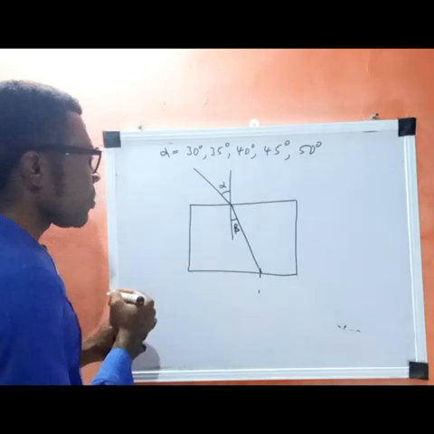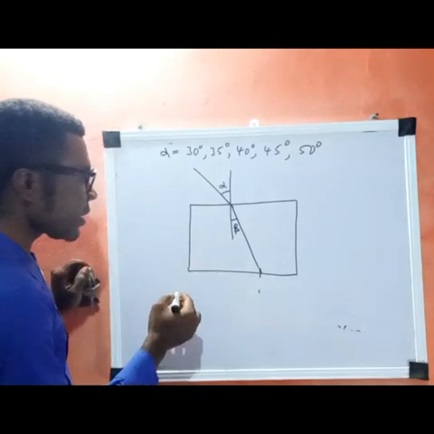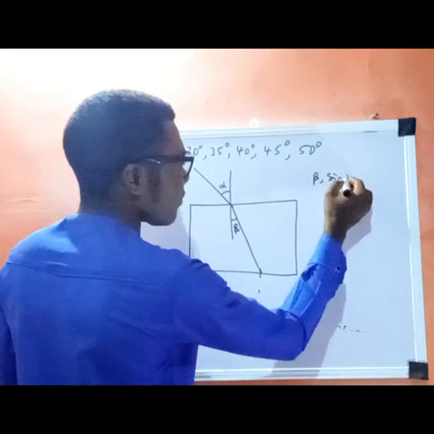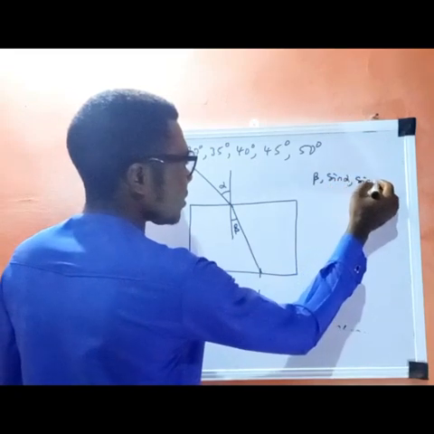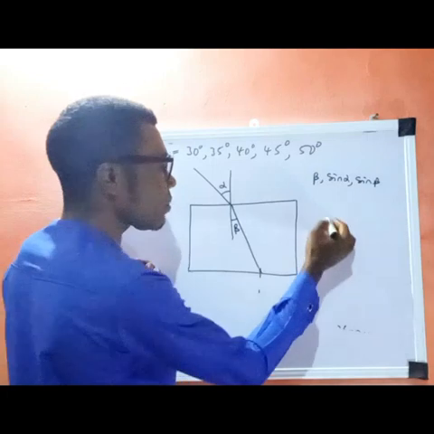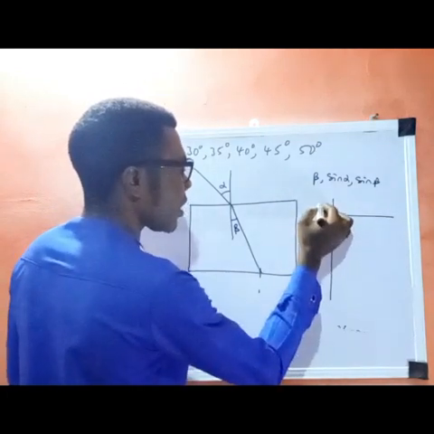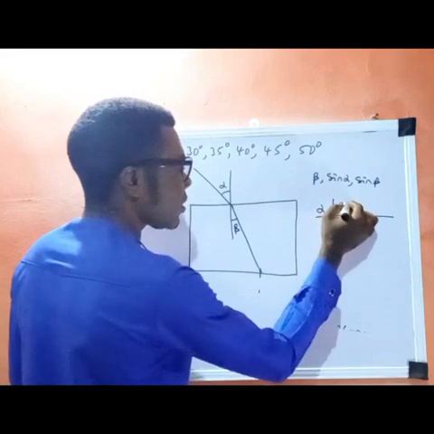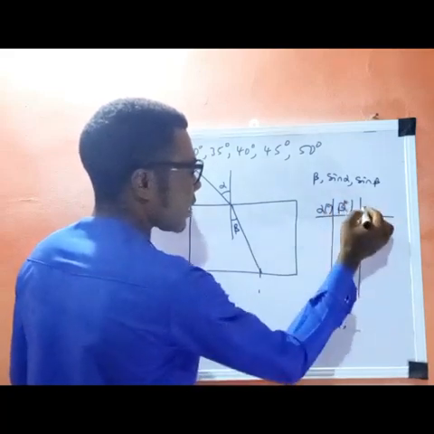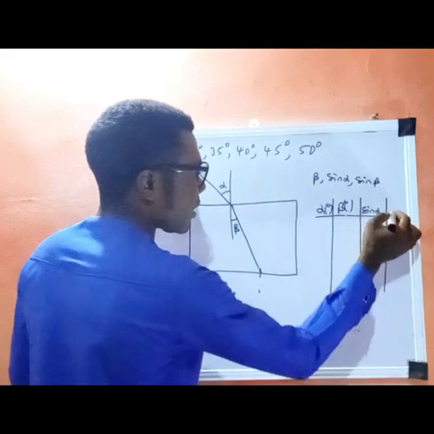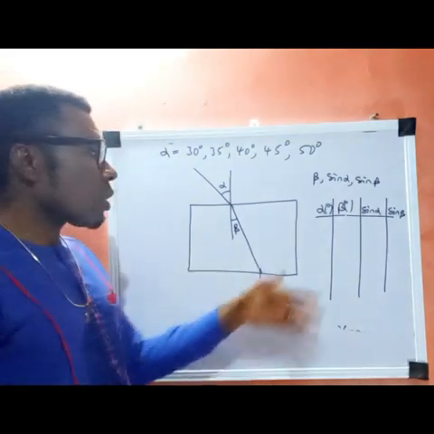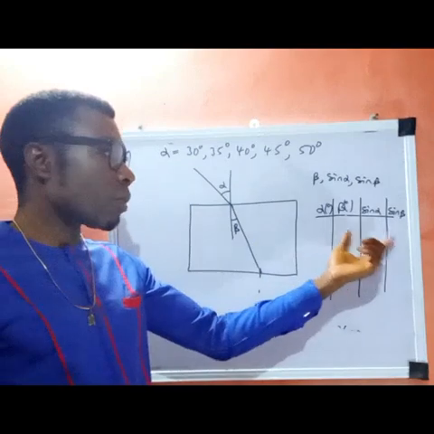You are asked to find beta. You are asked to produce a table: find beta, then find sine alpha, and then find sine beta. So if that is the case, that means we are going to have a table that contains alpha, beta in degrees, sine alpha, and sine beta. So these are the 4 things we are asked to deduce from this practical.